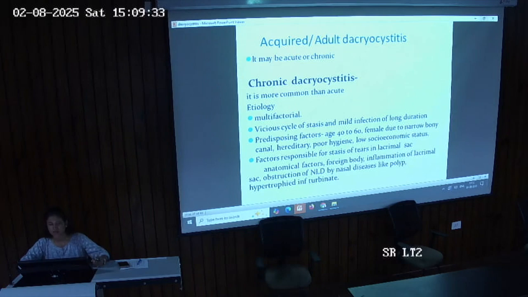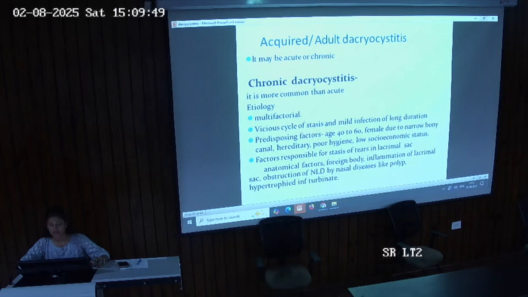Second is acquired or adult dacryocystitis. It may be acute or chronic. Chronic dacryocystitis is more common than acute. Etiology could be multifactorial. There is a vicious cycle of stasis and mild infection of long duration.